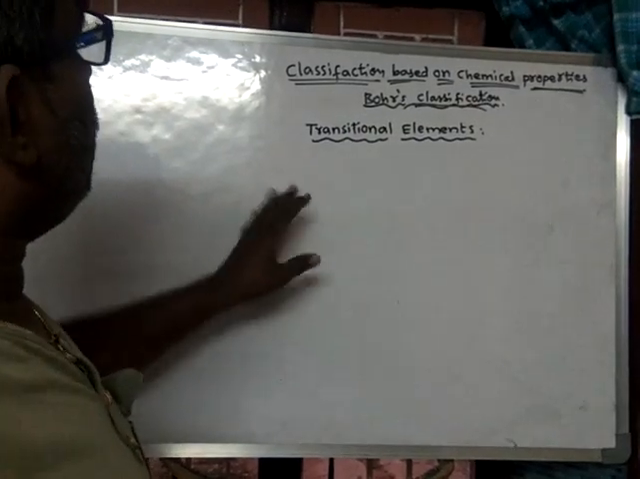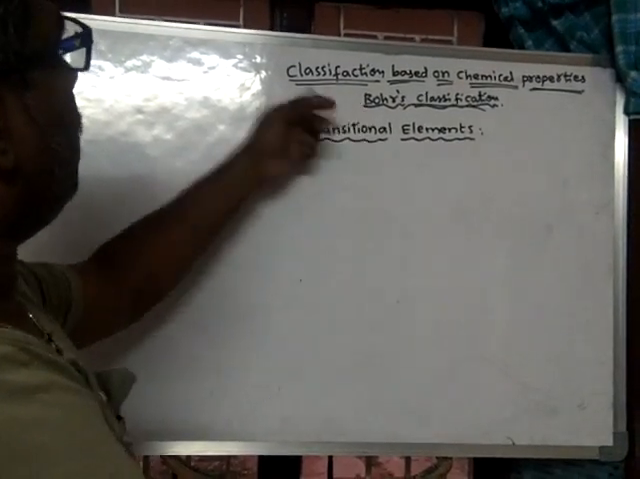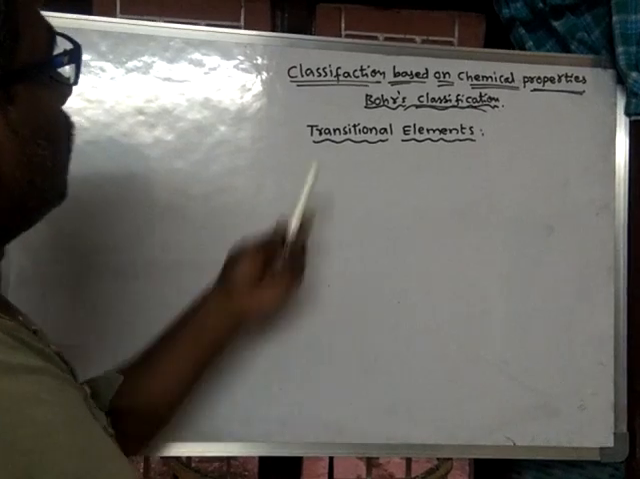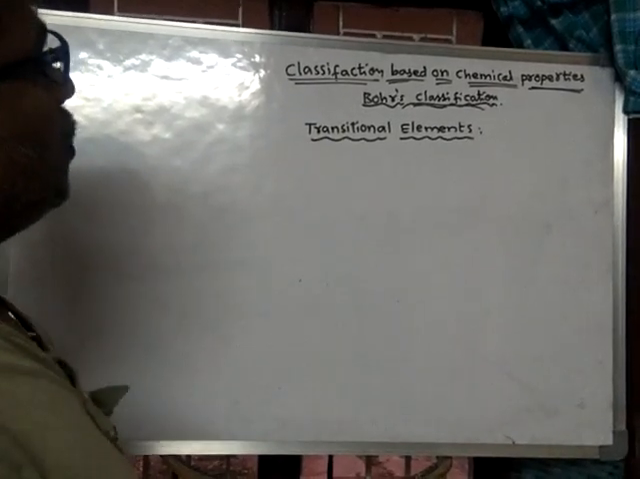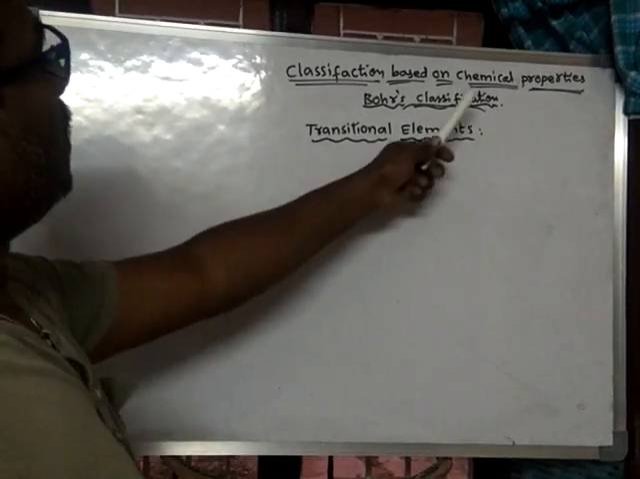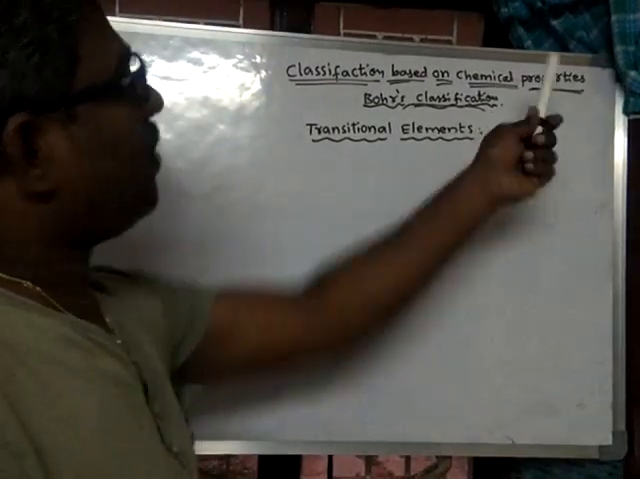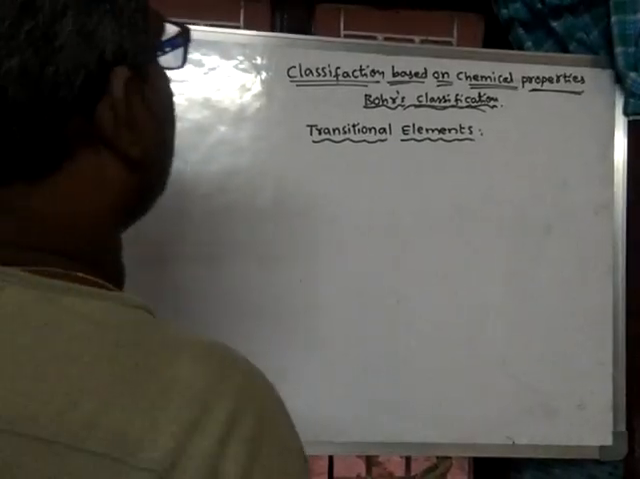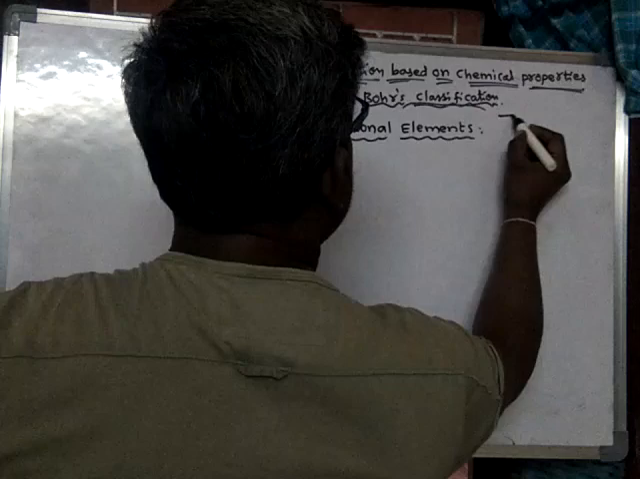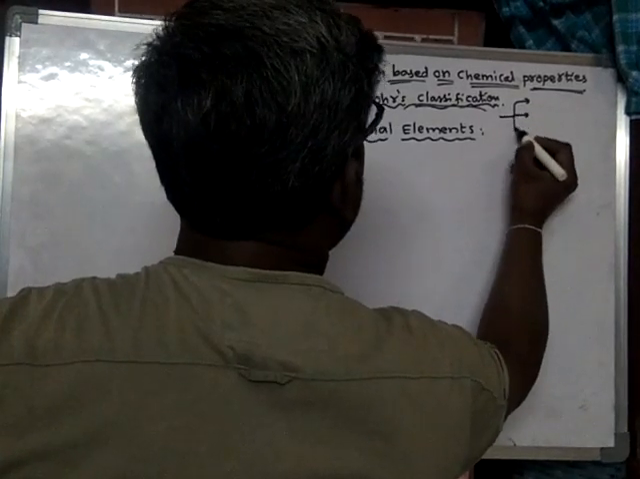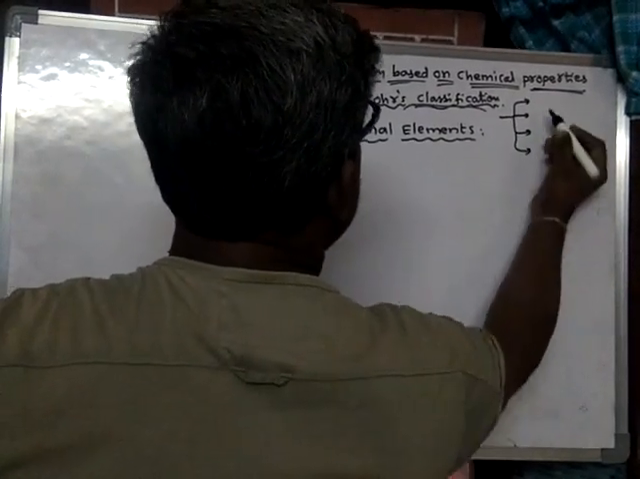We are discussing Bohr's classification. In the part of the discussion of Bohr's classification, elements are classified based on their chemical properties. Altogether, in Bohr's classification, we have seen that there are four classes of elements.